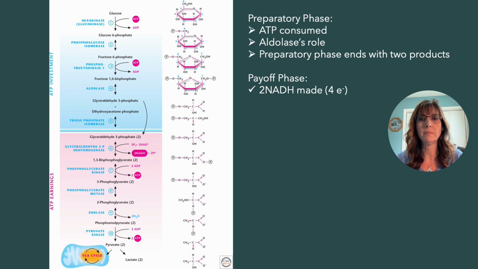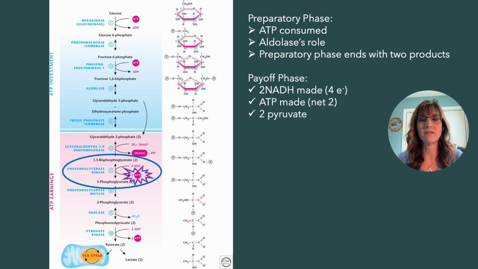Now from here, phosphoglycerate kinase converts 2 ADPs to ATPs. So if you recall, we already used 2 ATP molecules. So the generation of these 2 ATP molecules leaves us at a breaking even point of view. So we've used 2, we've made 2. Then the 3-phosphoglycerates are turned into 2-phosphoglycerates by phosphoglycerate mutase.